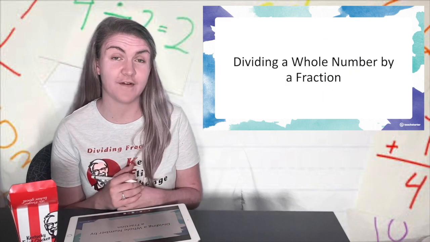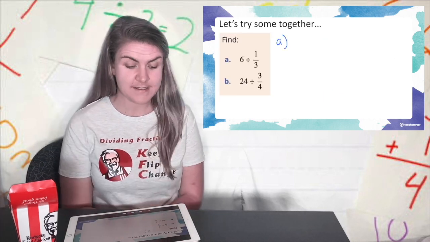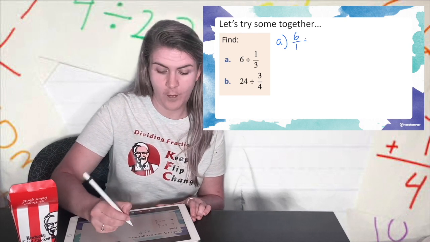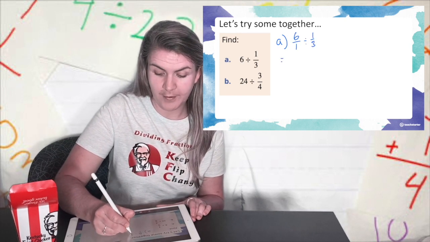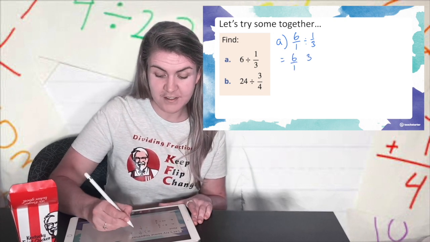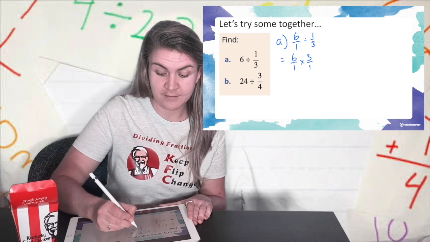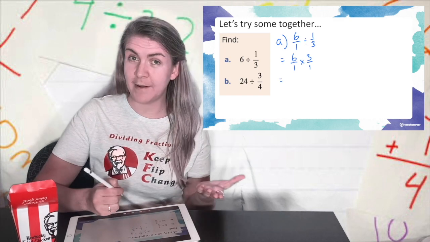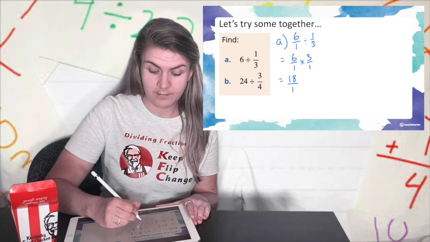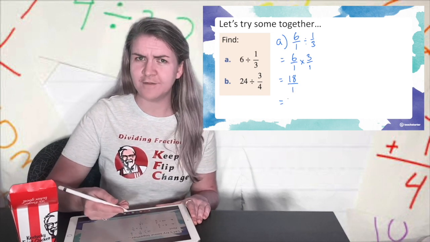Let's have a go at dividing whole numbers by fractions. 6 divided by 1/3. Firstly, I need to write the whole number over 1. Then I write out my whole question. Then KFC. Keep the first fraction the same, flip the second fraction, and change to a multiplication. Now I can just multiply. 6 times 3 is 18. 1 times 1 is 1. How many times does 1 fit into 18?